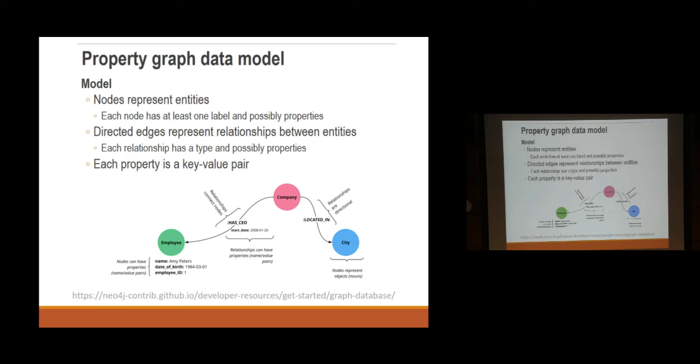So you can have this employee with these properties. The employee here is your label. This one is your properties. It's a key value pair. The name is Amy Peters. The date of birth is this. The employee ID is this. Okay? So let's look at one possible instantiation of a property graph data model.